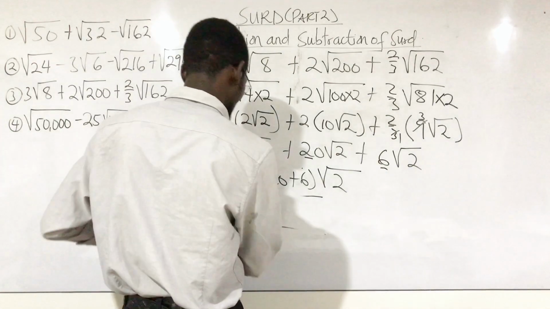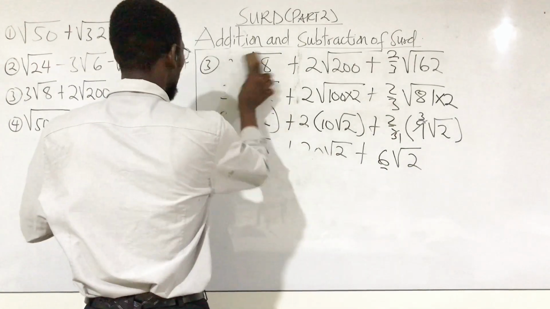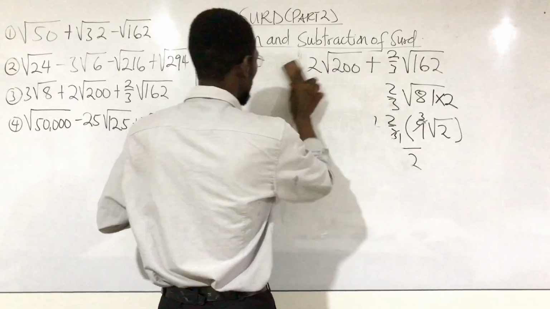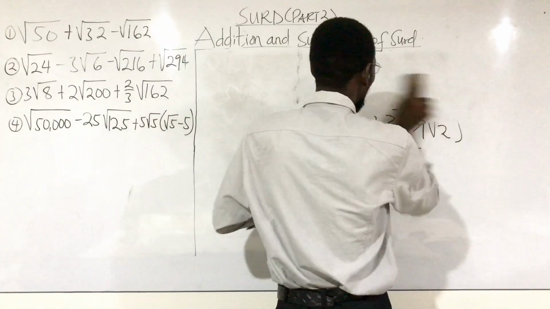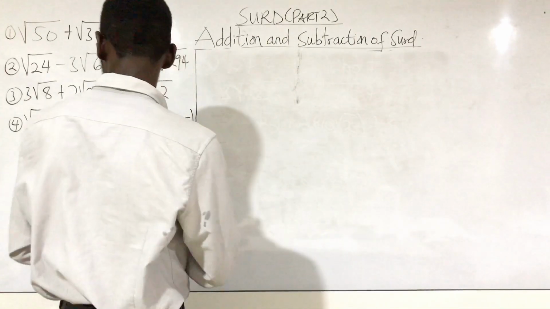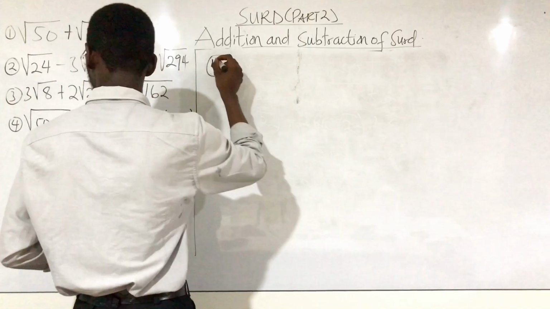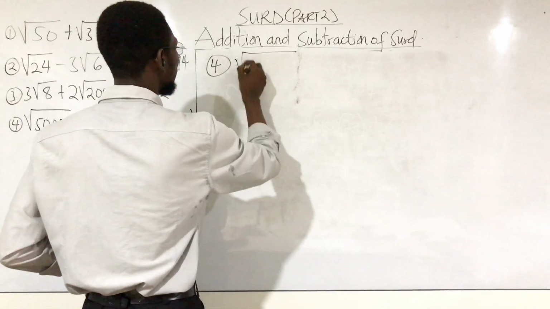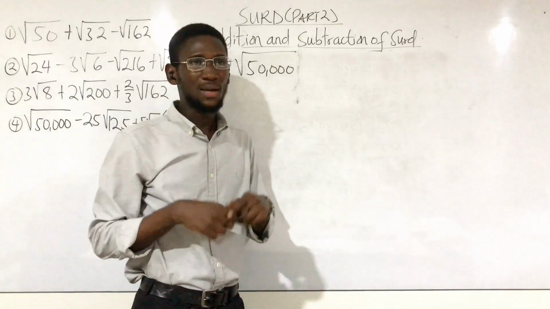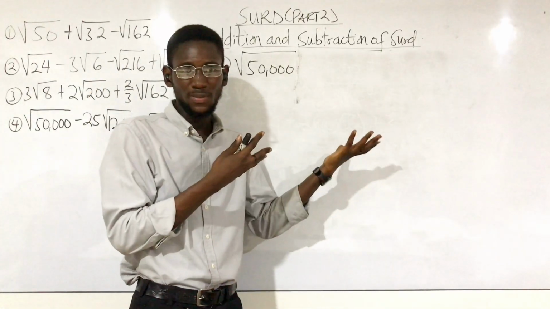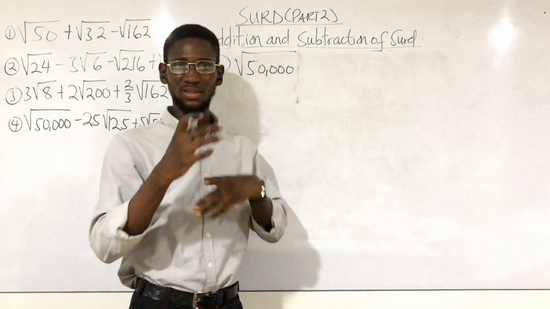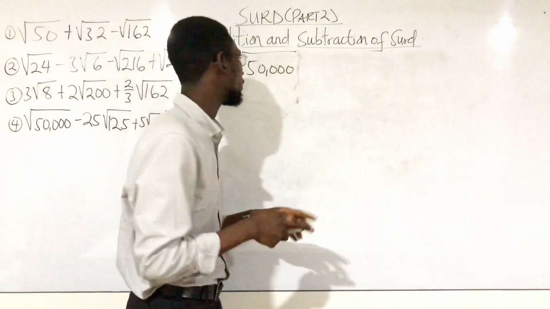Alright, so let's look at the last question, which is a little tricky, but the latter part is not difficult, it's normal simplification. So let's look at it. The fourth question, root of 50,000. When people see big numbers, they become a little scared. But you see, the same principles are going to be used. If you understand the concept, no matter how they jumble the numbers, you should be able to solve.